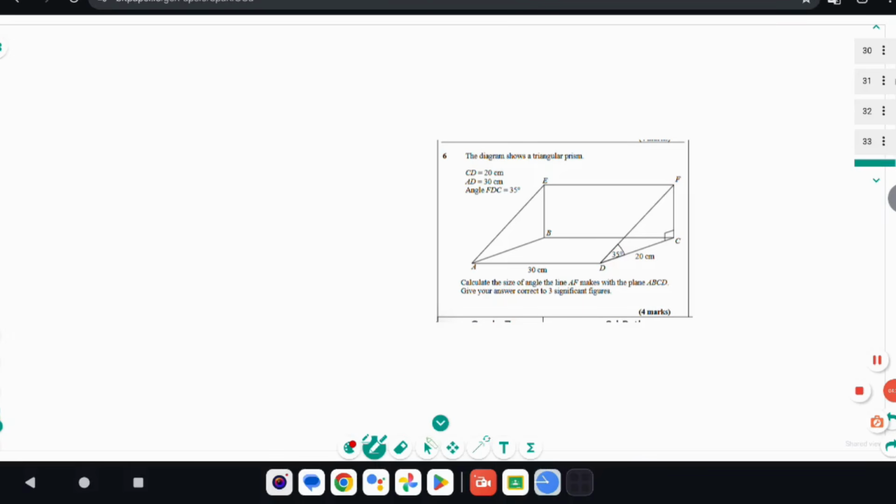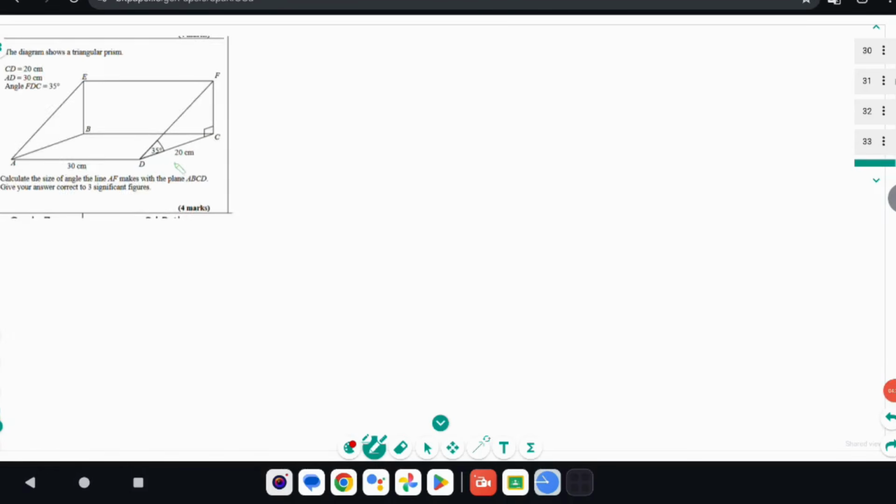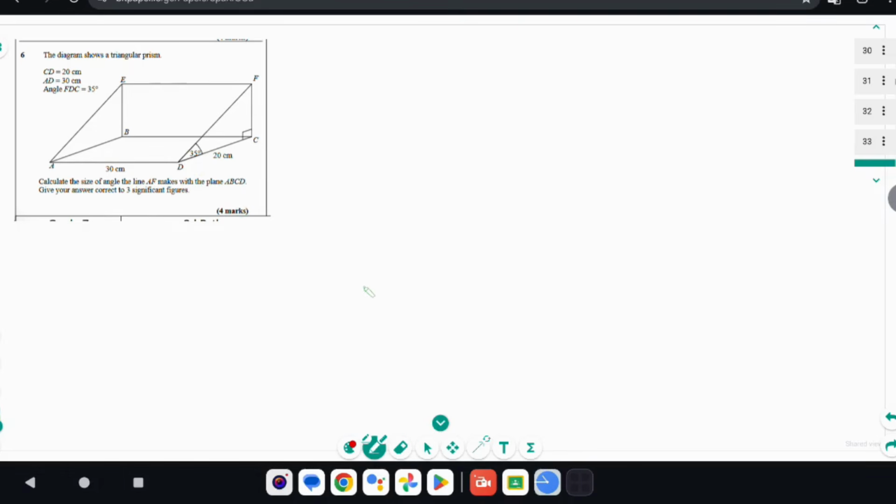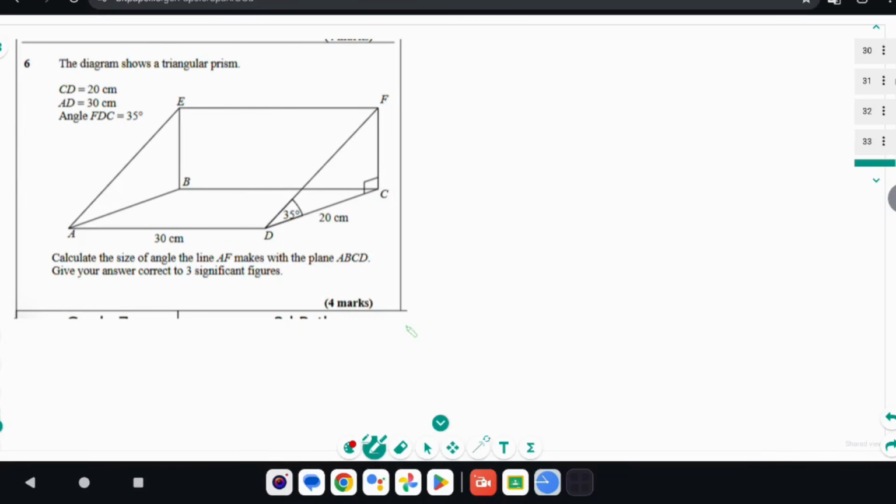Question 6. So we've got a triangular prism here. Calculate the size of the angle AF makes with the plane ABCD. So let's discuss this plane again. What does that mean? The plane ABCD is your flat surface, your rectangle. So we want the size of the angle that the line AF makes with that flat surface.